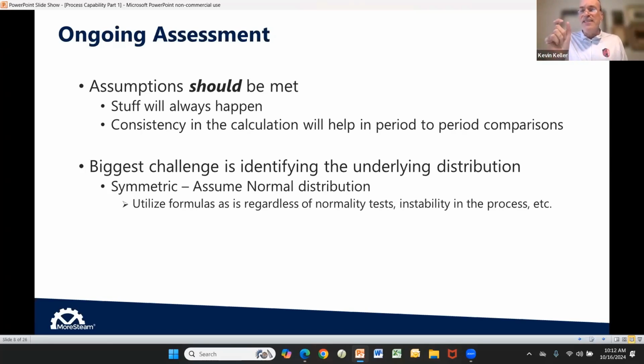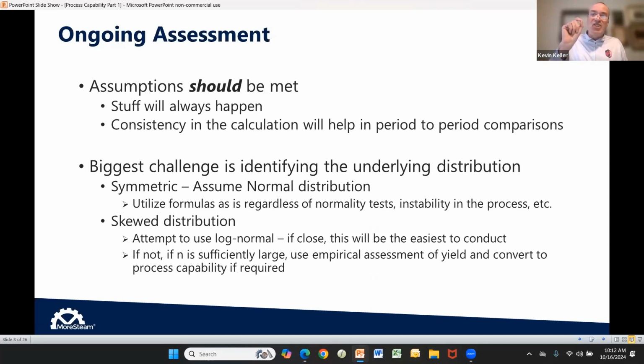If your data is inherently symmetric, assume normality. On an ongoing assessment, assume normality. So no matter what Anderson-Darling says for that particular test, if there's some little instability, outliers, whatever that might be, if the data is inherently symmetric, you're going to be fine using the normal distribution.